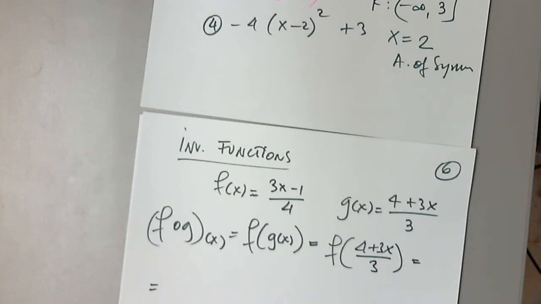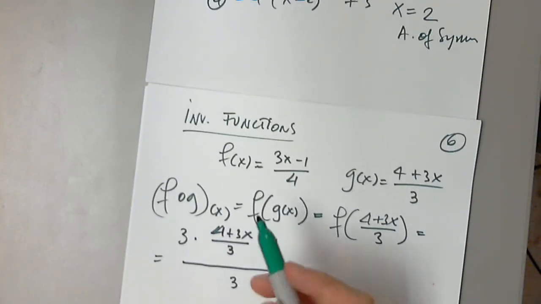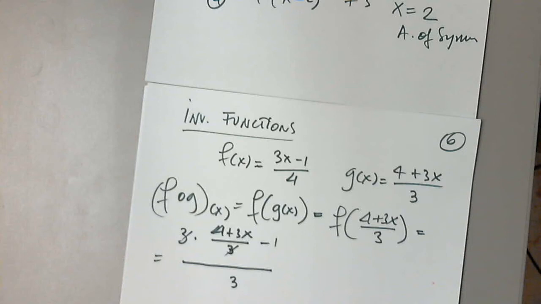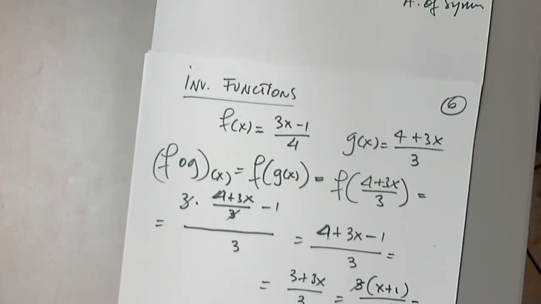So then f of (4 plus 3x) divided by 3. So let's look at f. F says 3 times whatever minus 1, over 4. So 3 times my whatever, which is now this, minus 1, divided by 3. I simplify 3 with 3, of course. I simplify first. And then I get 4 plus 3x minus 1 divided by 3, which is 3 plus 3x divided by 3. I factor out 3 and write in the correct order. And look what I get.